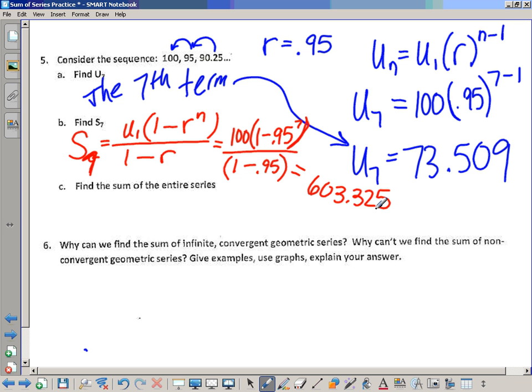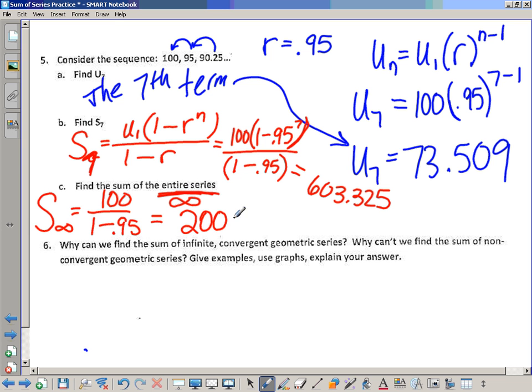Next, find the sum of the entire series. In my mind, that's meaning the entire series with a dot, dot, dot. Not only out to the 7th term, but the infinite number of terms. So we're going to use that infinite formula with u1 on top and 1 minus r on the bottom. If you add all the numbers up in this pattern all the way out to infinity, you get 2,000 as your ultimate sum, or your limit.